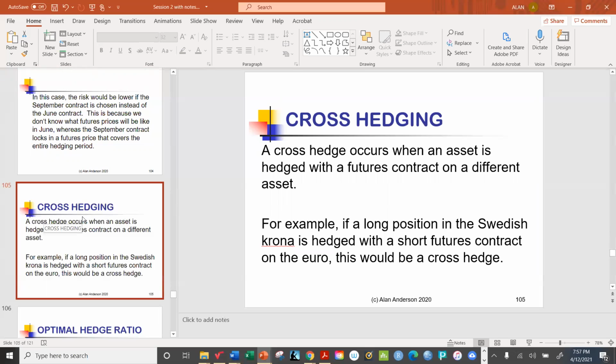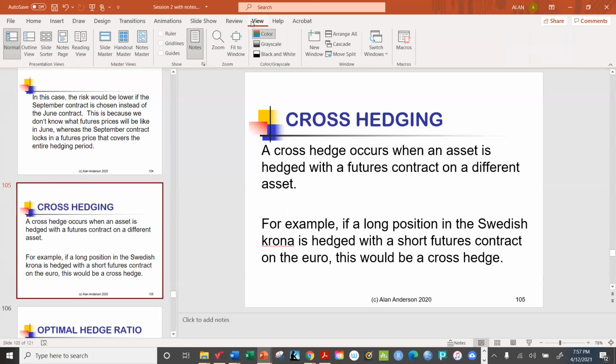Now, oh, and by the way, getting back to that business about the Icelandic krona and the euro, when we hedge with a different asset than the one that we actually need to buy or sell, we call this a cross hedge. Okay, I should have mentioned this a little sooner. In fact, maybe I will. Hold on one second. Yeah, I think this slide is a little bit out of order.